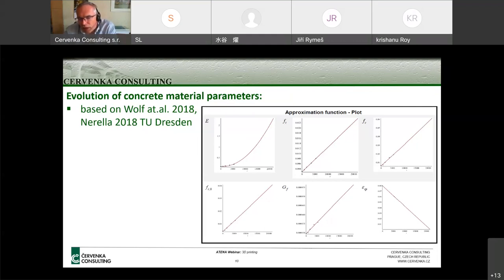So to describe the development of the material parameters in time, we need to provide these laws. Currently in ATENA, these laws must be provided because the materials that are used for 3D printing currently are very, very different. It is very difficult to define them by some general law. So it is important to know this relationship, and this is an important input parameter in ATENA. And sometimes it may be difficult to obtain them, but that's the situation nowadays. So I just want to be clear on this topic.